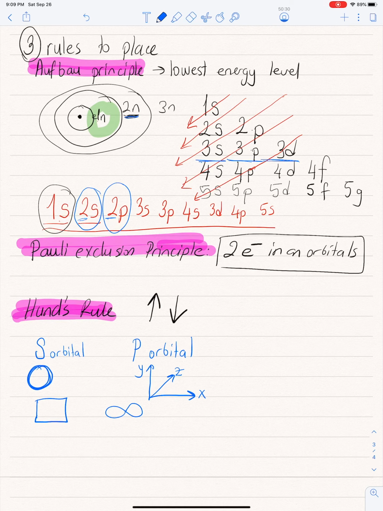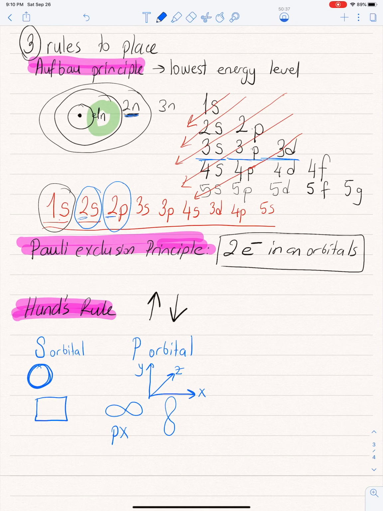which means it can make a spin like this. This is called the px orbital. It can make a spin like this in the y direction. This is called the py orbital. Or it can make a spin like this, back and forth. And this is called the pz orbital. So for the p orbitals, I am talking about 3 different locations. That is why I am going to make 3 boxes here.